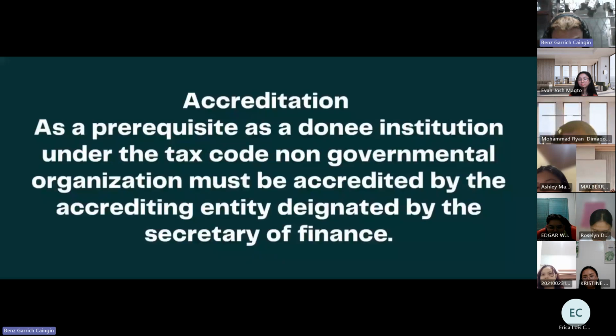Accreditation as a prerequisite as a donee institution under the tax code. Non-governmental organizations must be accredited by the accrediting entity.